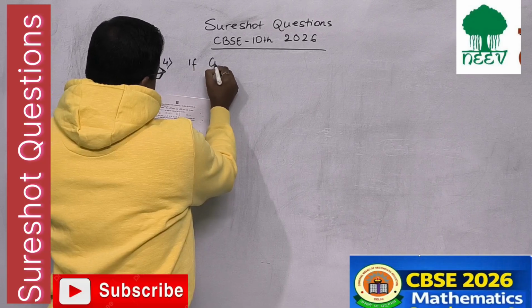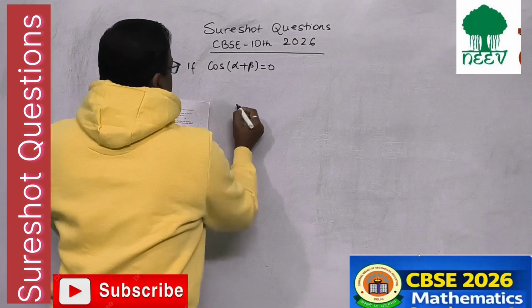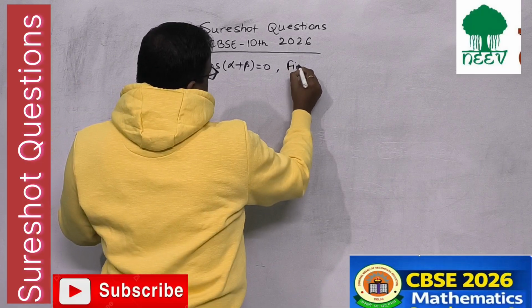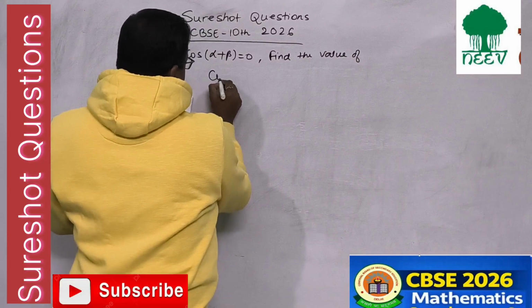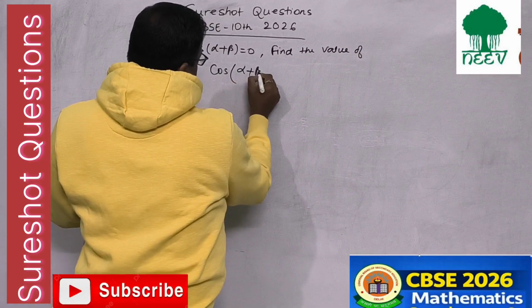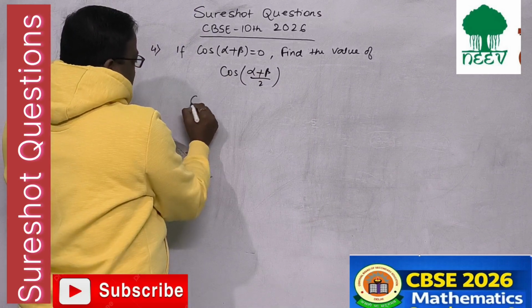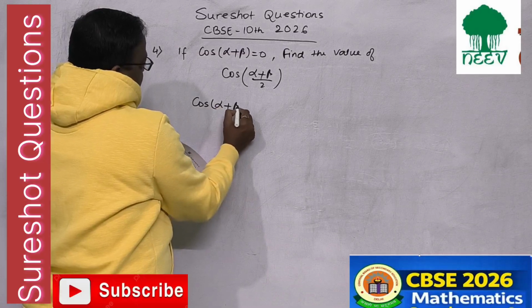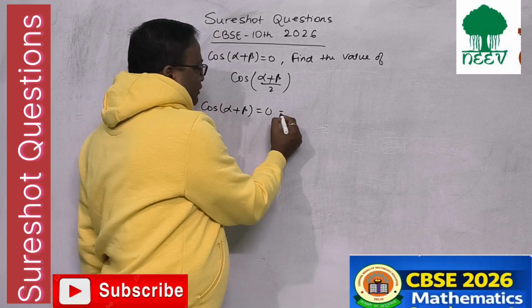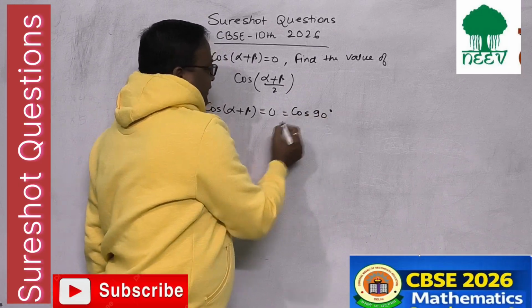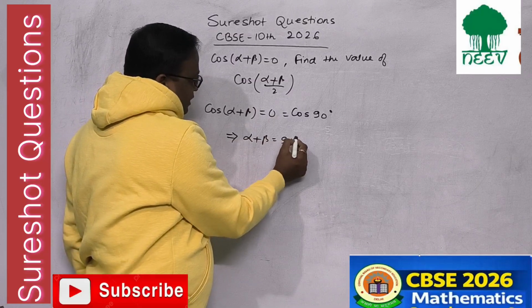if cos of alpha plus beta is 0, find the value of cos of (alpha plus beta) upon 2. Okay. So first thing that has been given is cos of alpha plus beta is 0. Cos is 0 for which value? Cos of 90 degrees. So this implies alpha plus beta will be equal to 90 degrees.